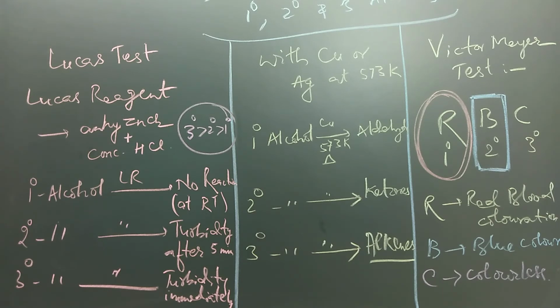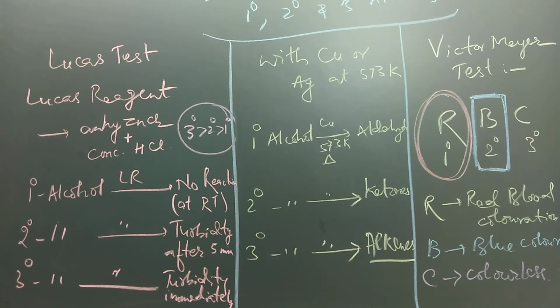So Lucas reagent is anhydrous ZnCl2 plus concentrated HCl. The reactivity of different alcohols towards Lucas reagent is 3 degree greater than 2 degree, 2 degree greater than 1 degree. 1 degree alcohol, no reaction; 2 degree, turbidity or cloudiness after 5 minutes; 3 degree, turbidity immediately. That means 3 degree is more reactive than 2 degree, more reactive than 1 degree towards Lucas reagent.